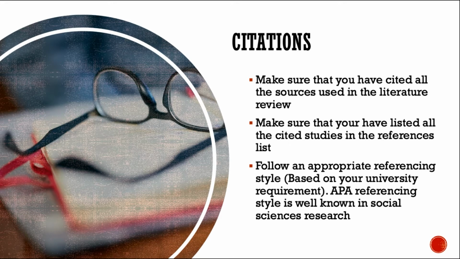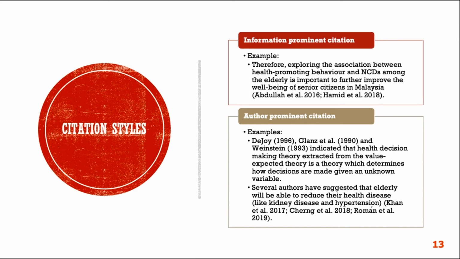For example, in Utah, we follow the APA referencing style, American Psychological Association. You can get the sixth edition APA guide and follow the instructions on how to cite and do references. And when writing, there are many types of citation style.